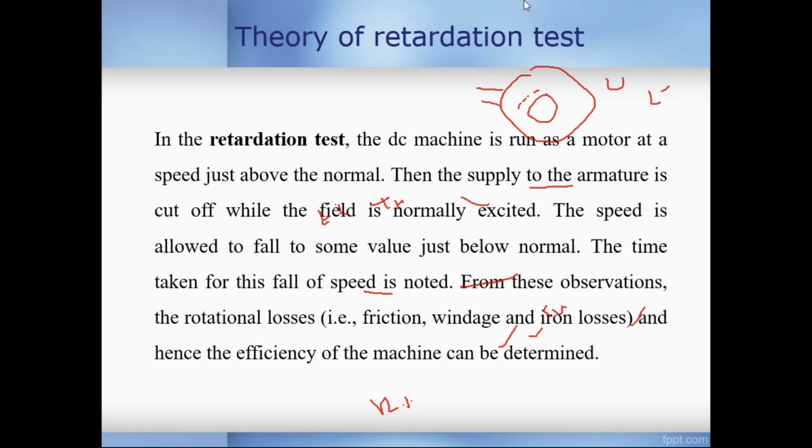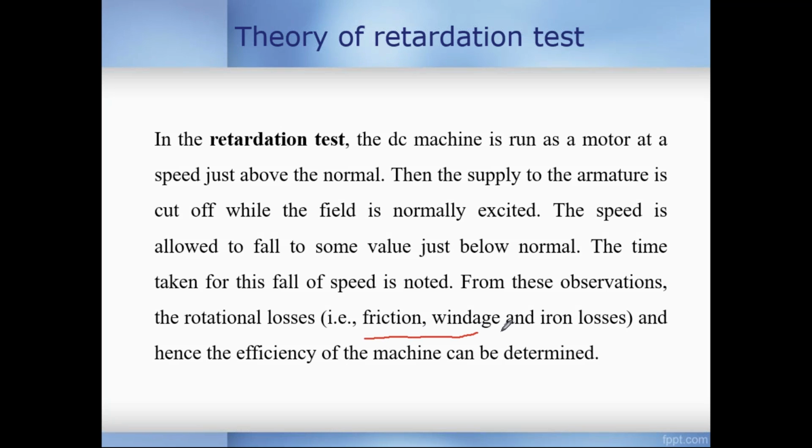Right. Theory of the retardation test. Theory in the sense of how we are going to find these three losses. Our main aim is to find these three losses, that is friction, windage and iron losses. Copper loss we are not finding, because we are not assuming any load here. We are not connecting any load. That's why, first of all, we need to find these three losses by using these two methods.